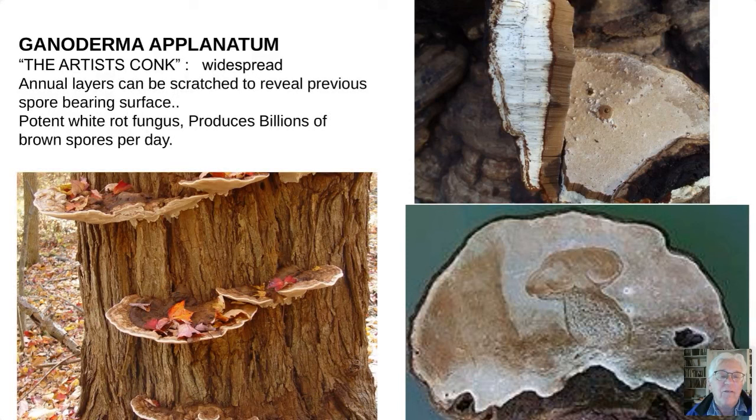This is a white rot fungus, but it produces billions of brown spores every day. And when you come by these mushrooms when they're sporulating, the whole area is just covered with this brown. I mean, it'll be covered for a yard or two out, just covered with this brown dust all over the place. And the dust is so light that when it falls out of the pores underneath, Brownian movement just carries it all out through the forest. So it's a very prolific, destructive fungus.